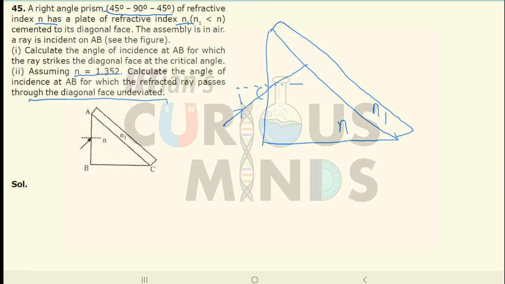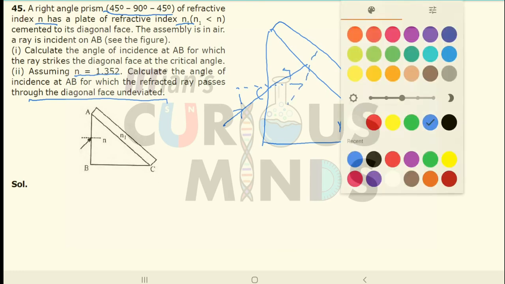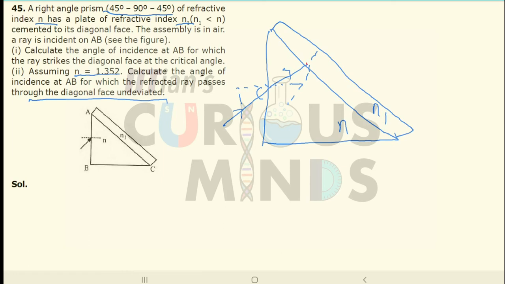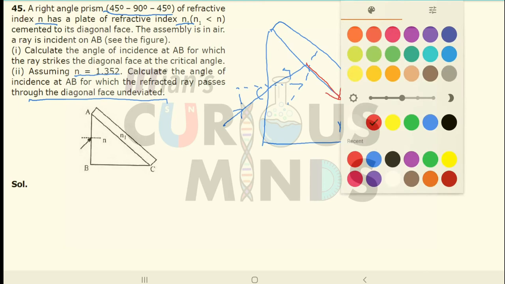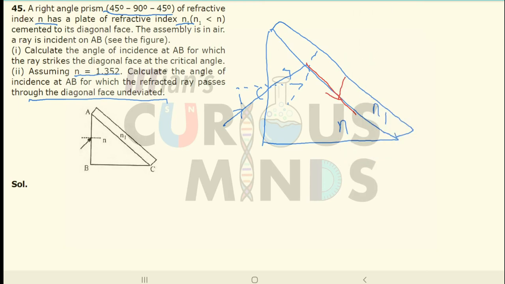After it strikes the glass slab, it is given that it moves along a perpendicular line. How do I know that? Because it is given that it strikes at the critical angle. So whatever this angle is, that is the value of r2 over here. This angle r2 will be the critical angle.